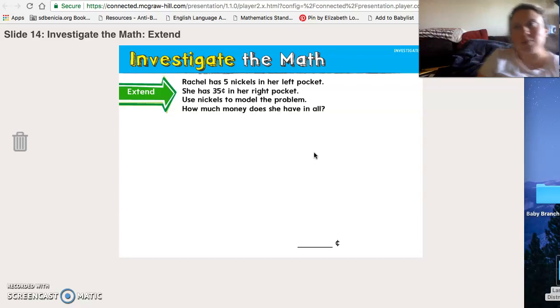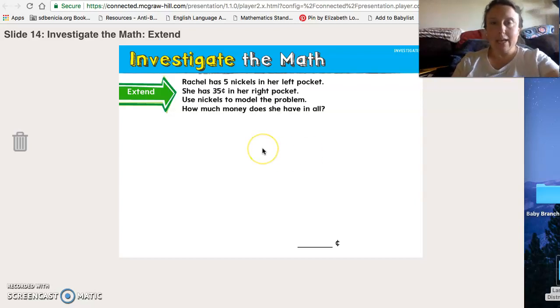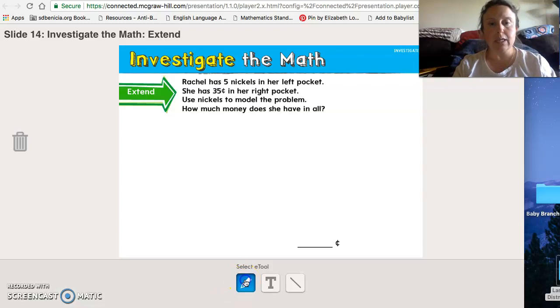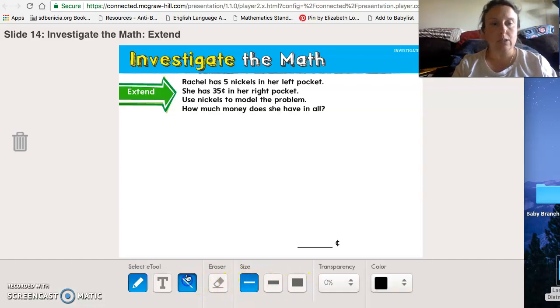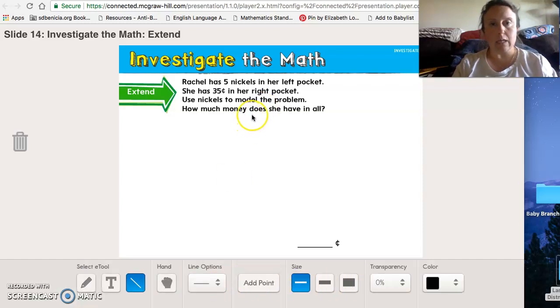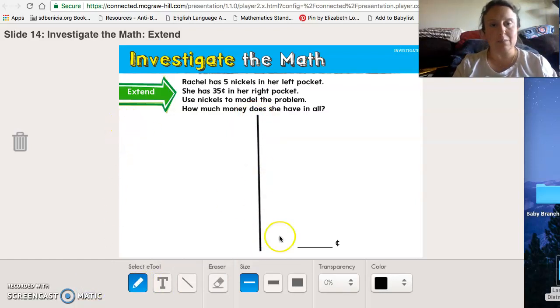All right, so now we're going to investigate some math. This is another really great example of using drawing in order to help you. So I'm going to take out my writing tools and I'm going to start with a straight line. And I'm going to put it right down the middle. And now you guys are going to see Mrs. Smith draw using the mouse, which is not easy.